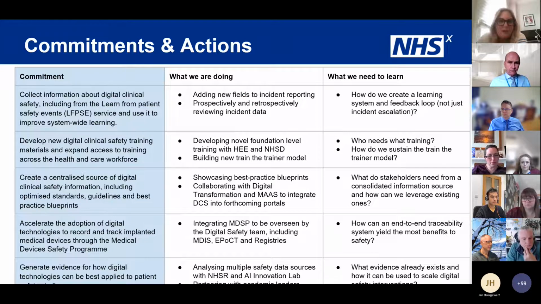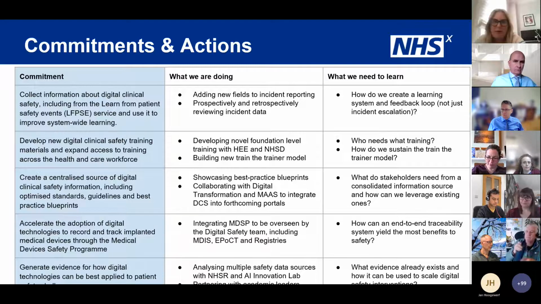And this sets out the work that we're doing against each of our commitments. The critical thing for us is really ensuring that we are clear on what we need to learn. So we really want to ensure that with yourselves as key stakeholders, as we move into the discovery phase of the strategy implementation work, we are really learning the things that we need to make this the best program that it can be. So really looking at how do we create a learning system and feedback loop, so it's not just about incident escalation, it's really taking those critical learnings and helping us A, get access to them, and B, look at how we take it forward.